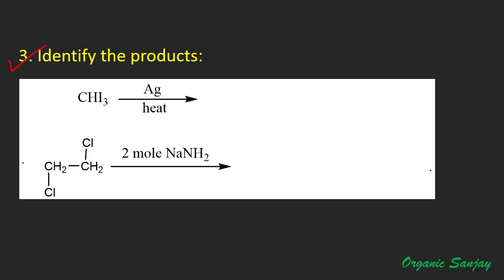Question number 3, identify the products. First, part A: iodoform, CHI3, and silver with heat. The products will be CH triple bond CH, ethyne, and AgI as a byproduct. This byproduct you can skip when the reagents are given above the arrow like this. You can skip writing this byproduct.